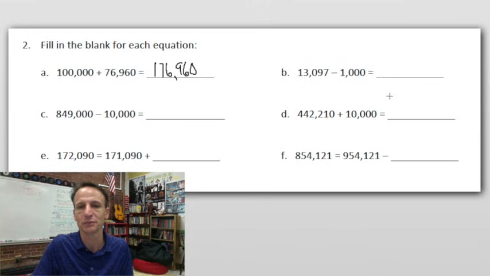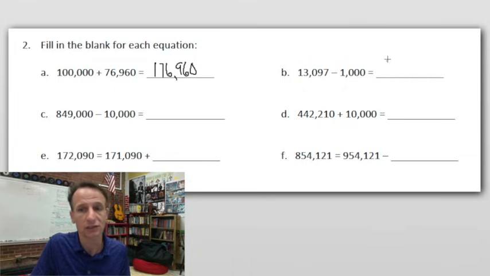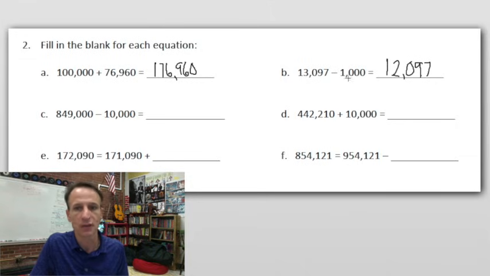And look at this next one. You can do this, no problem. We have 13,097 minus 1,000. Well, you know 13,000s minus 1,000. 13 things minus 1 thing is 12 things. So 12,000. And you could also think of that just in terms of the thousands place itself, saying 3,000 minus 1,000 is 2,000. That works as well, just different ways of doing the same thing.